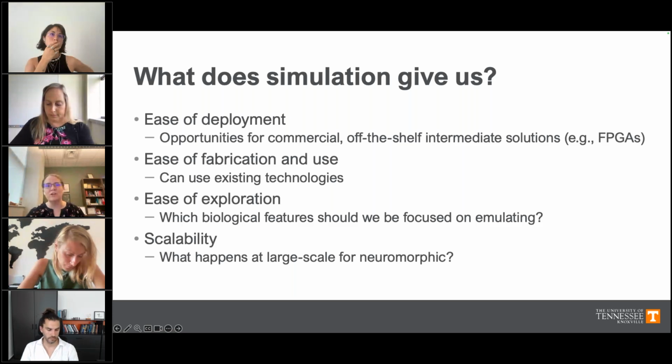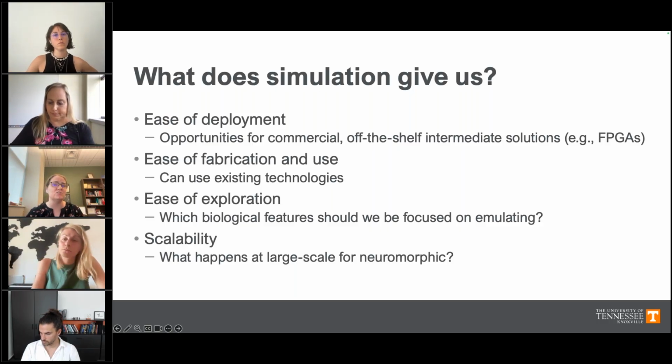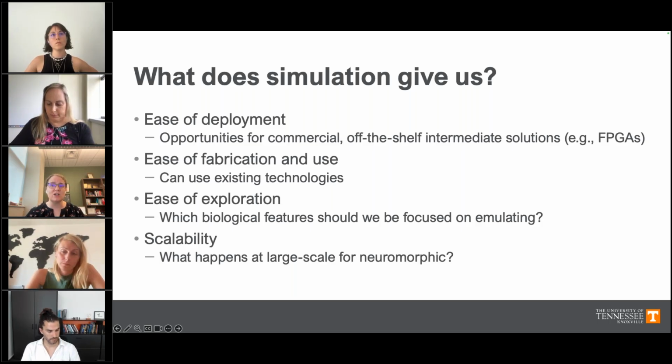I think for me, one of the more exciting things from the simulation perspective is it gives us the ability to really explore different biological features that we should be emulating, and more broadly, different computational features that we should be focusing on building neuromorphic systems into for the future. So that really gives us an opportunity to investigate what are these characteristics that we really want to use to enable us to do the computations of interest.